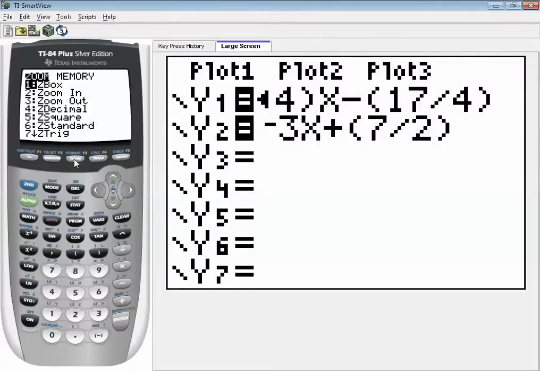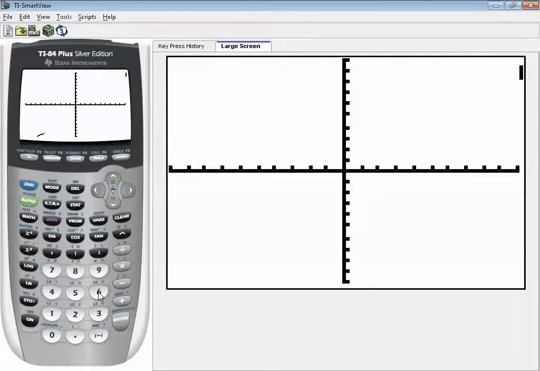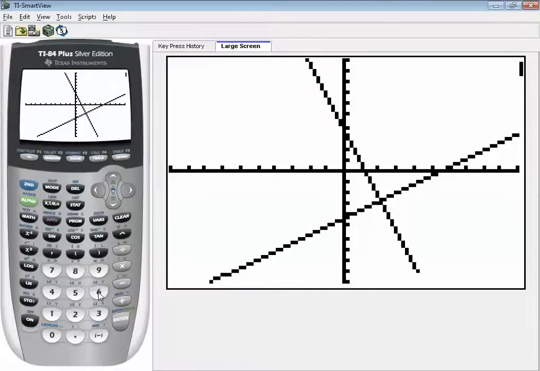And I'm not quite sure what this is going to look like, so I'm going to start with zoom standard, which is zoom 6. First line, graphs below. And our second line, oh, look at that, it's nice. The intersection point does show up on our graph.